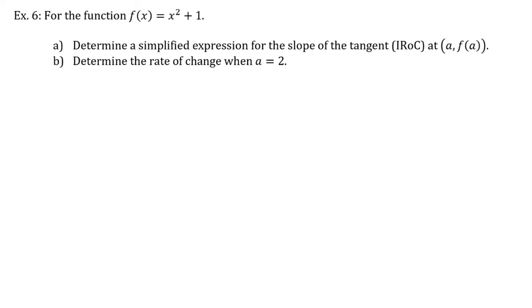So for the function f at x equals x squared plus 1, that's the same function we've been looking at earlier on in this lesson. But this question says determine a simplified expression for the slope of the tangent at a. So this one's a little bit different.